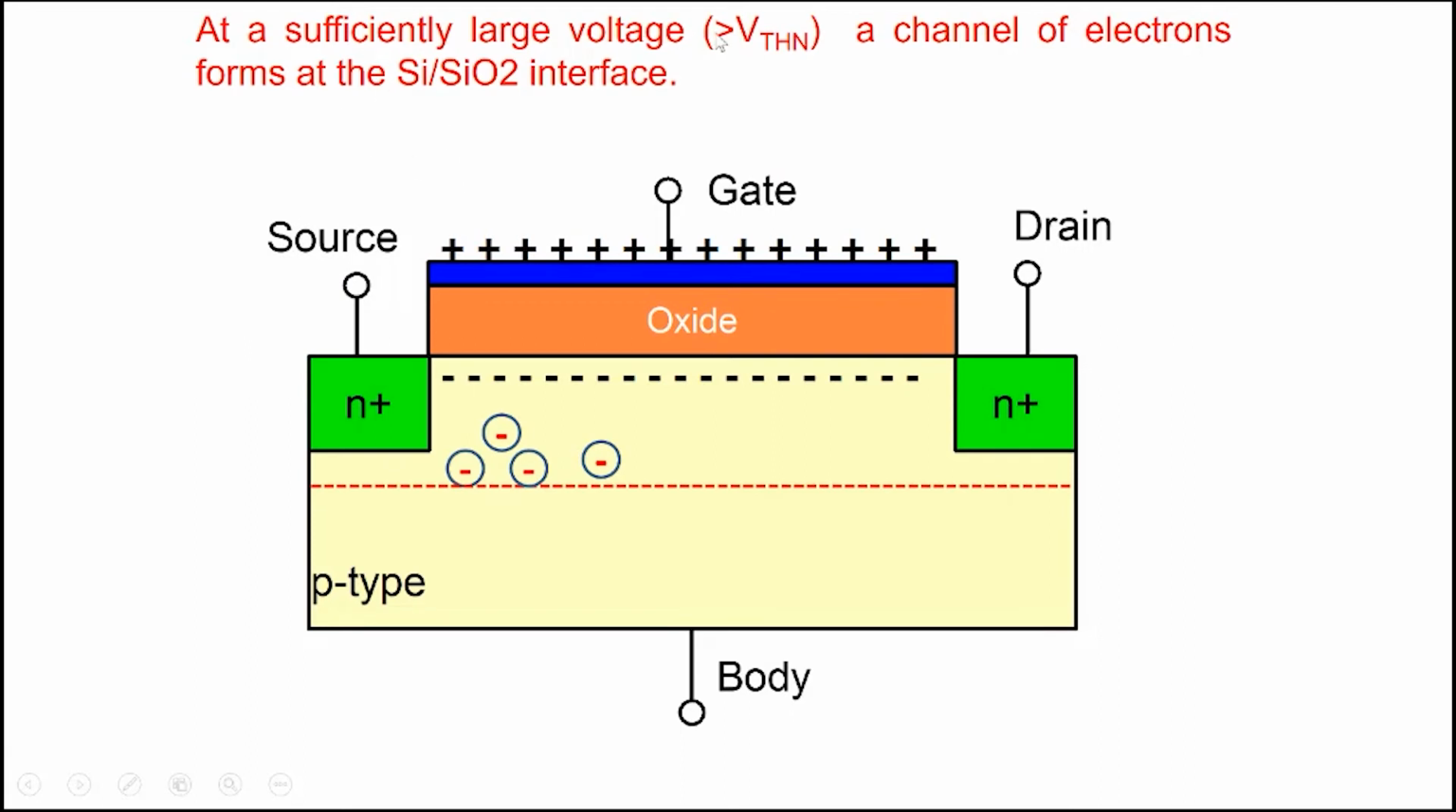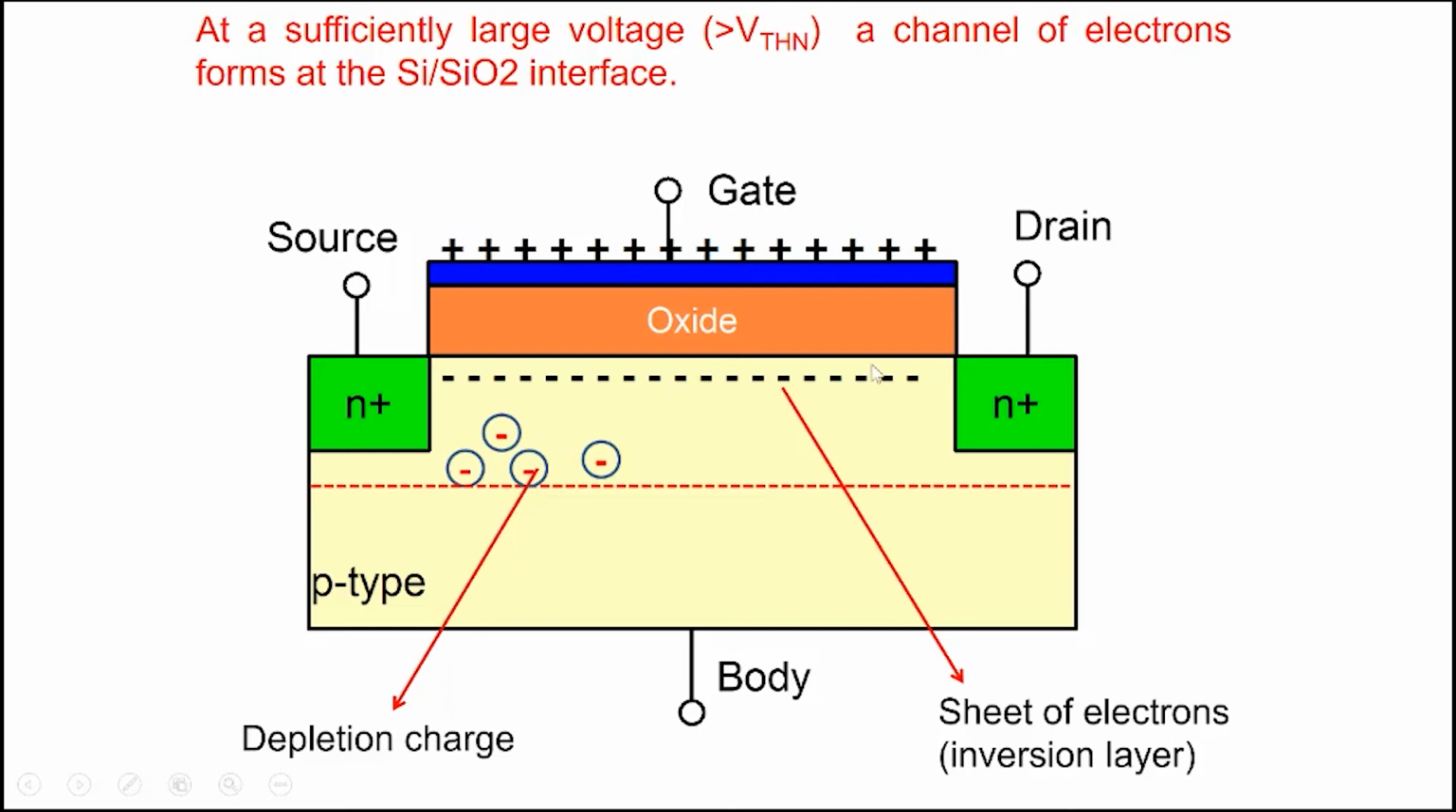And at a sufficiently large voltage, which we call the threshold voltage, you create lots of electrons at the surface here. Lots of electrons at the surface, and therefore you create what we call a sheet of electrons. A sheet of electrons, and that connects the source and drain regions here through another region of electrons itself here. Okay, so this is all this depletion charge there. And note that this sheet of electrons that we create, we also call it an inversion layer.